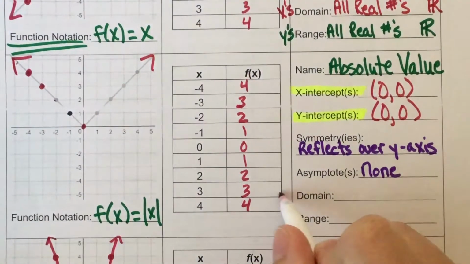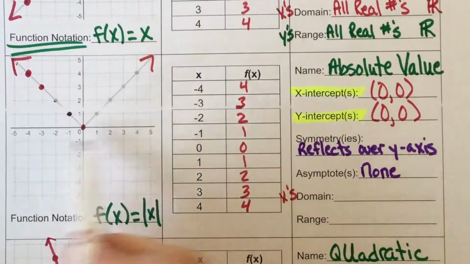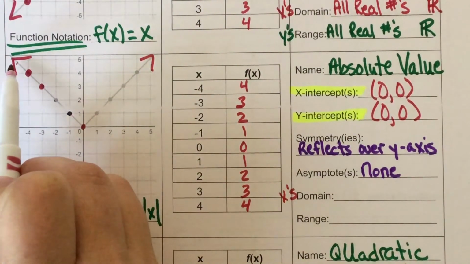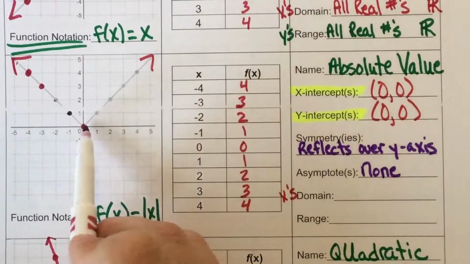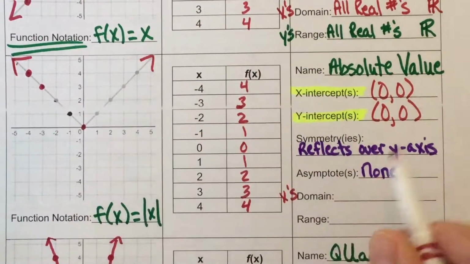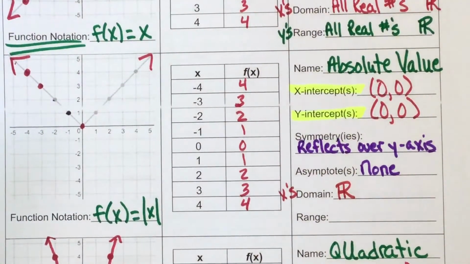So remember, domain are x's. So I'm looking left and right like the x-axis runs left and right. So as I move my marker to the left, I see an arrow, so I go forever left. As I move my marker to the right, I see an arrow, so forever right. So if you ever go forever left and forever right, remember that's called all real numbers, and I'm just going to do the symbol.